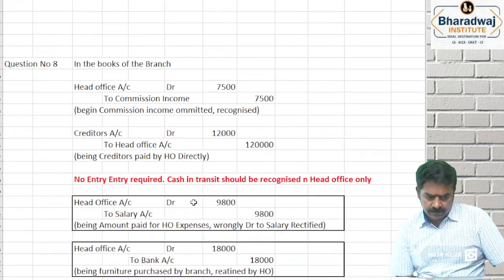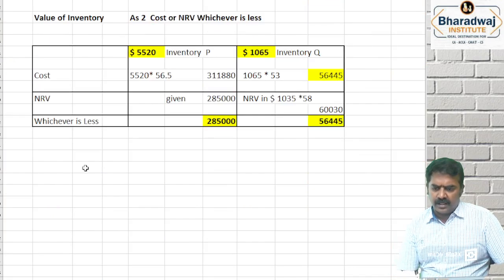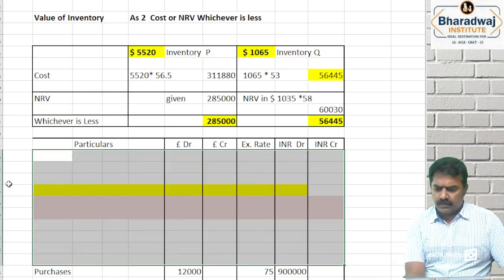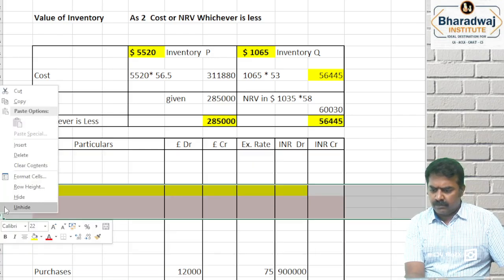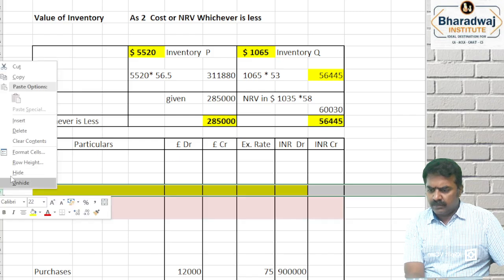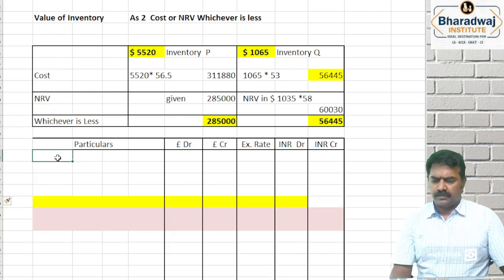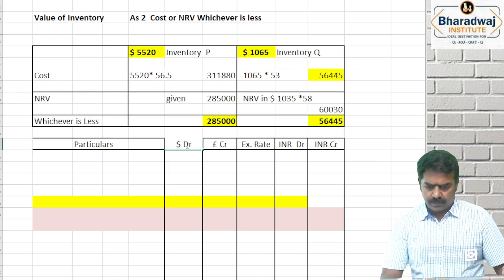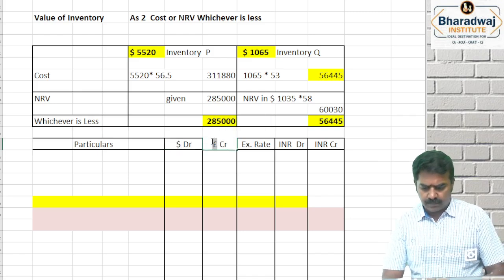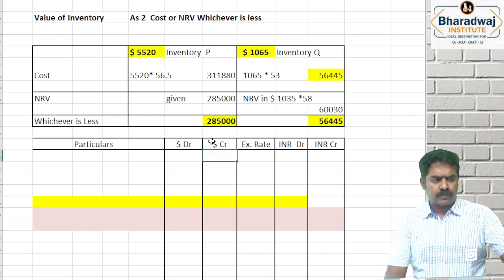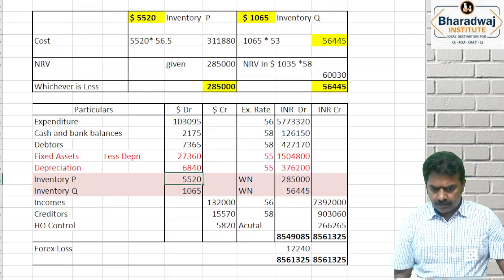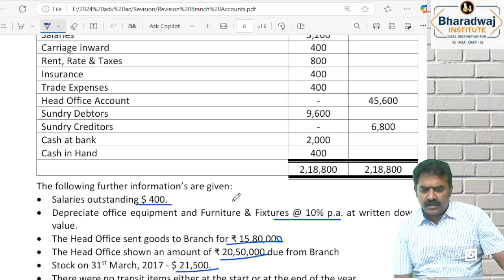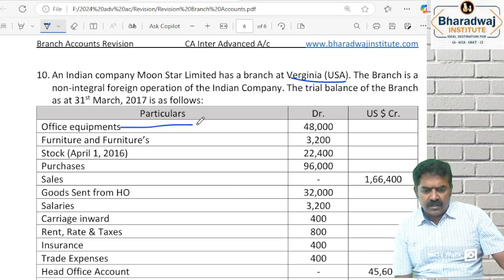Start. Converted trial balance. What are the items given? Tell me one by one. See, office equipment. What is office equipment given in the question?